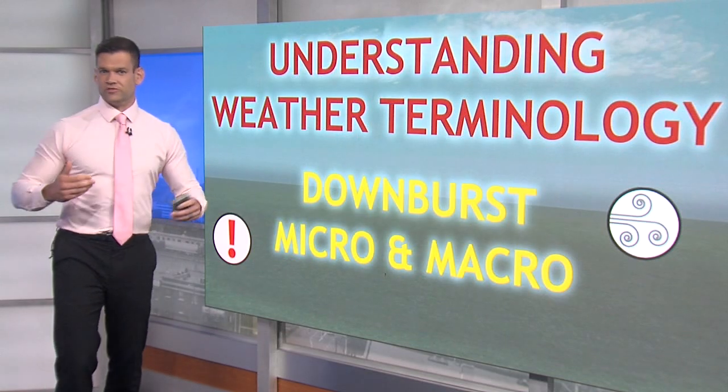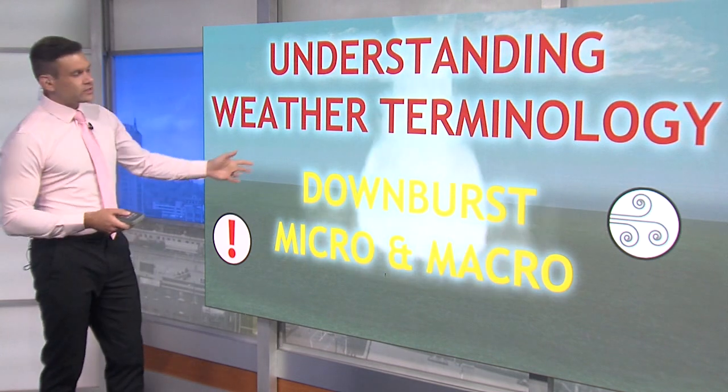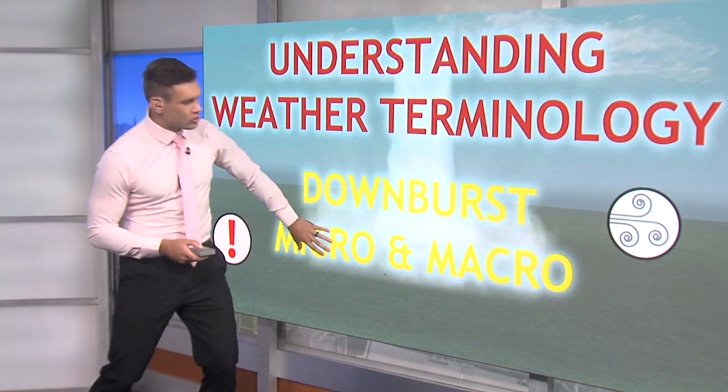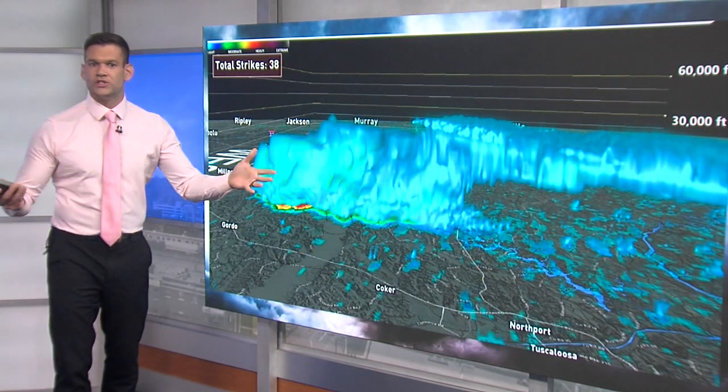Well, there's a lot of things in the world of meteorology and weather, fancy terms, things we throw around. Today we're going to talk about a downburst, a microburst or a macroburst. What the heck is that, and what does it mean when one's occurring?